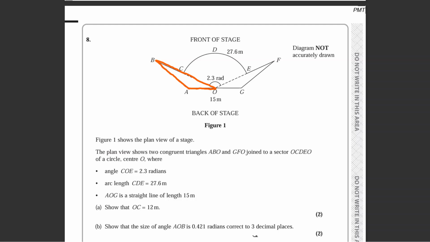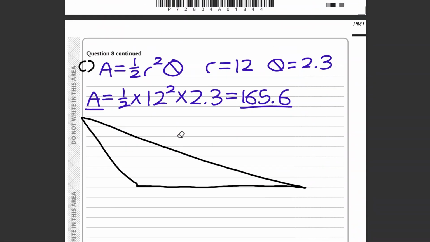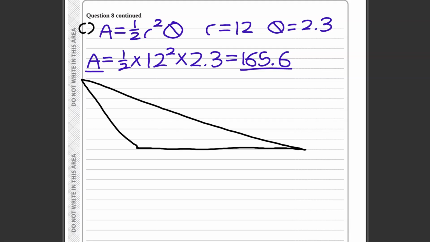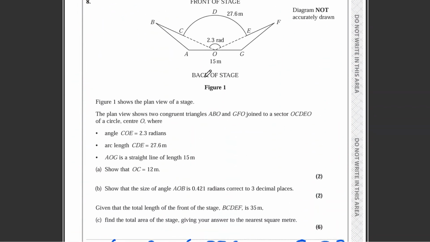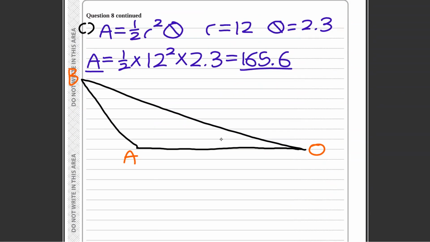So if we focus on this triangle that I've highlighted here in orange, this AOB, for the sake of drawing it a bit bigger, I've drawn it down here, so this is going to be AOB like this here, okay? So what do we know about this triangle? Well, we figured out in part B that the size of the angle AOB, this angle here, is 0.421 radians, okay?